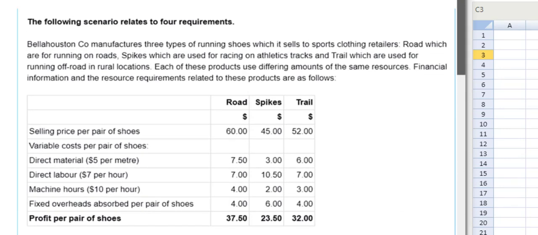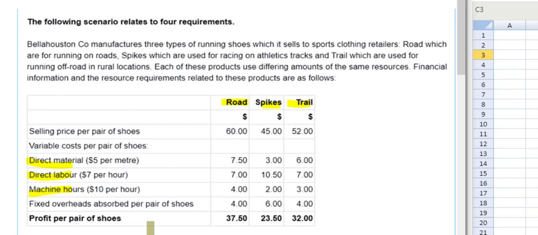So let's now have a look at the scenario. So Bellahouston manufactures 3 types of running shoes. Road, which is running on road, spikes, and trail. So we've got road, spikes, and trail. Each of these products use differing amounts of the same resources, and we've got the financial information here. So we've got direct materials, direct labour, machine hours, and then we've got fixed overheads. When we're doing limiting factors, we never look at profit, we always look at contribution. They asked us in the question, remember, to find contribution.